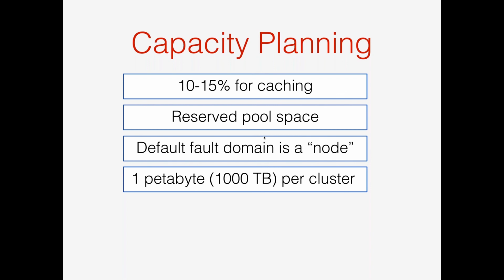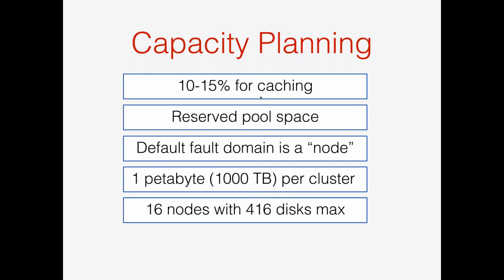And the default fault domain is a node, so a single server fails while all the drives in that node, of course, aren't available to Storage Spaces Direct overall. You can also tag racks. So if you have 4 nodes in one rack and 4 nodes in another rack, you can tag that so that Storage Spaces Direct can be rack aware or take that into account when it spreads its data out. The maximum limit today is 1 petabyte for a single cluster, and you can have up to 16 nodes and 416 disks.